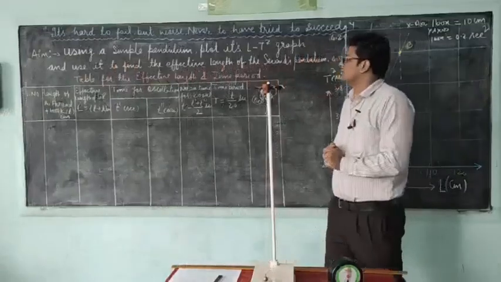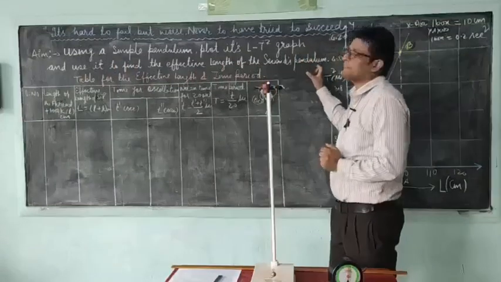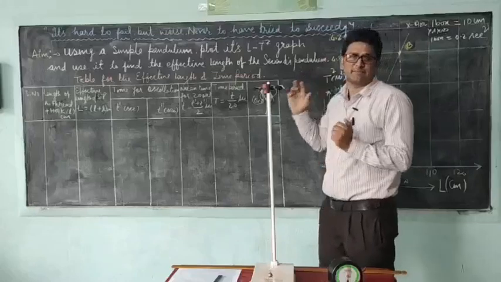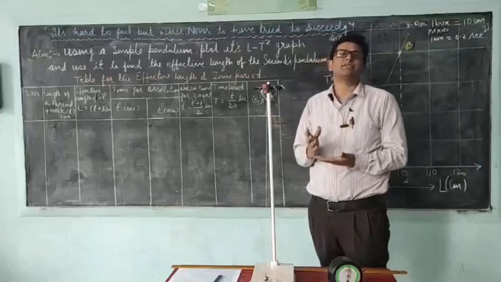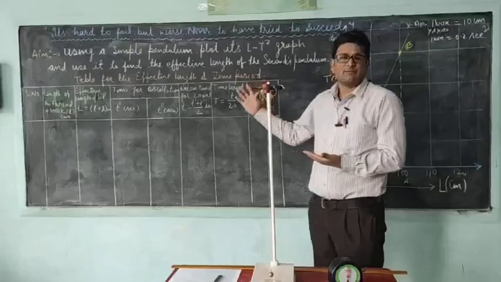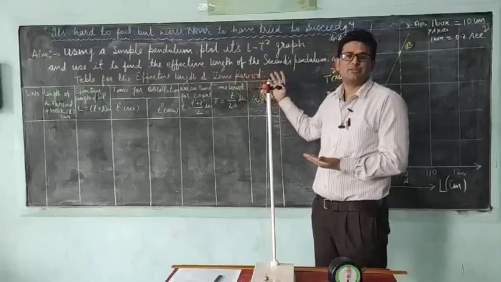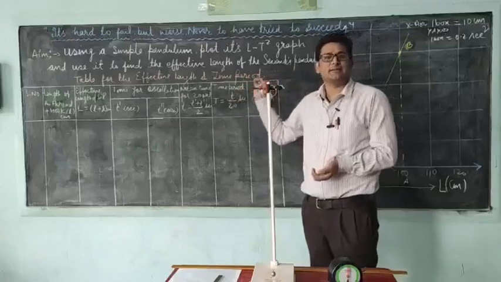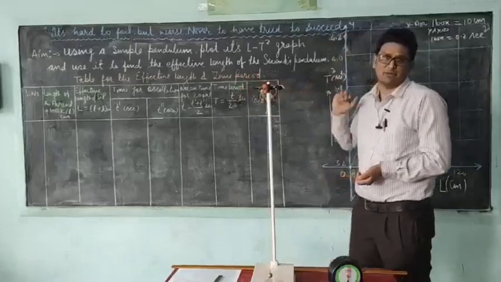The first thing is the second pendulum. A second pendulum means one where the time period is 2 seconds. So in this practical we have to find the length at which the time period is 2 seconds at that place; that is called a second pendulum.